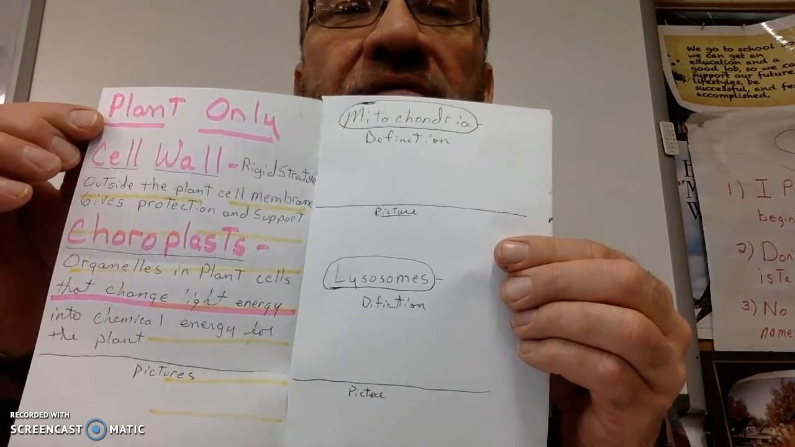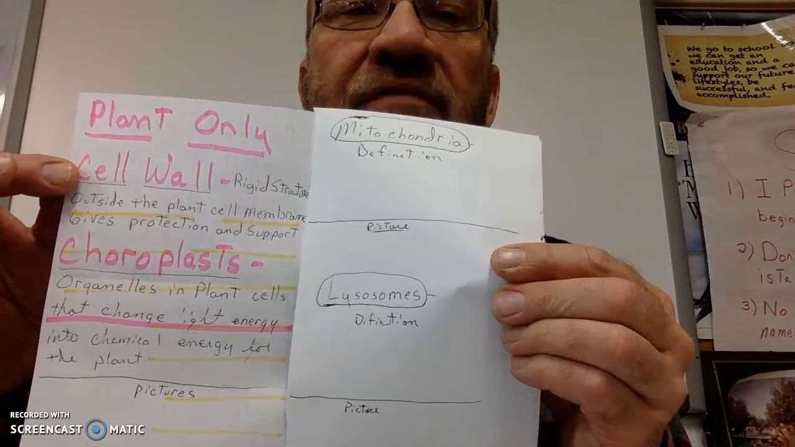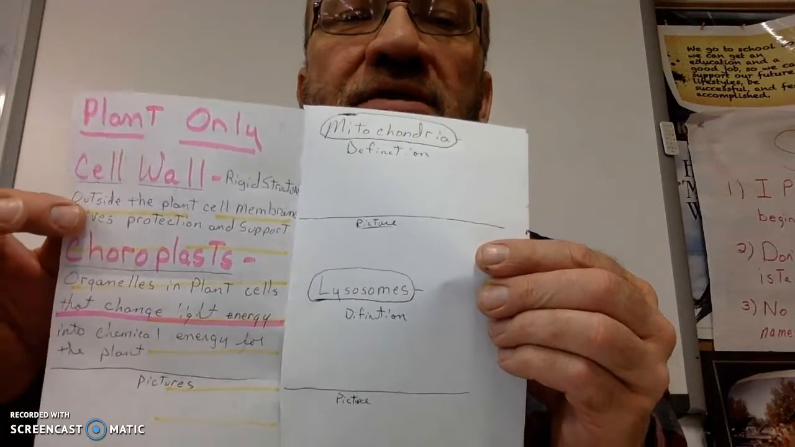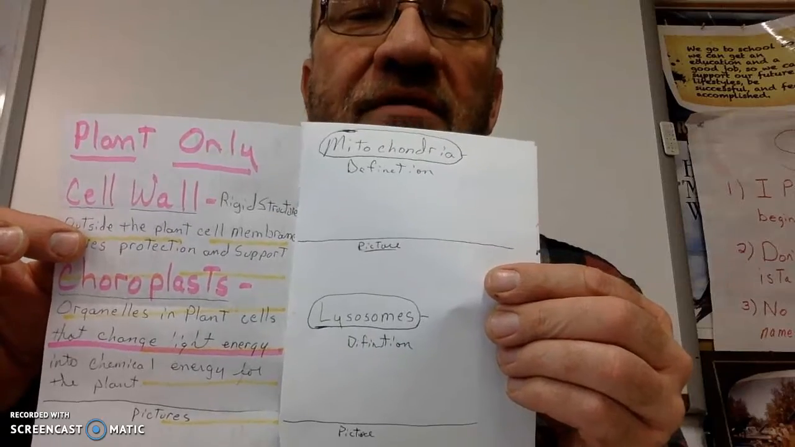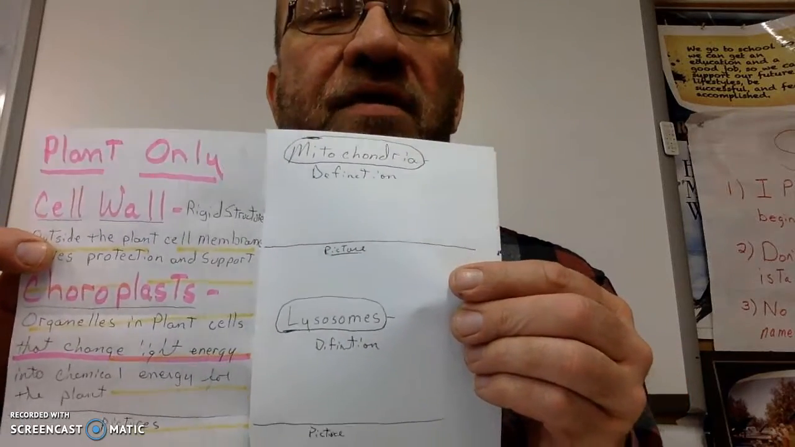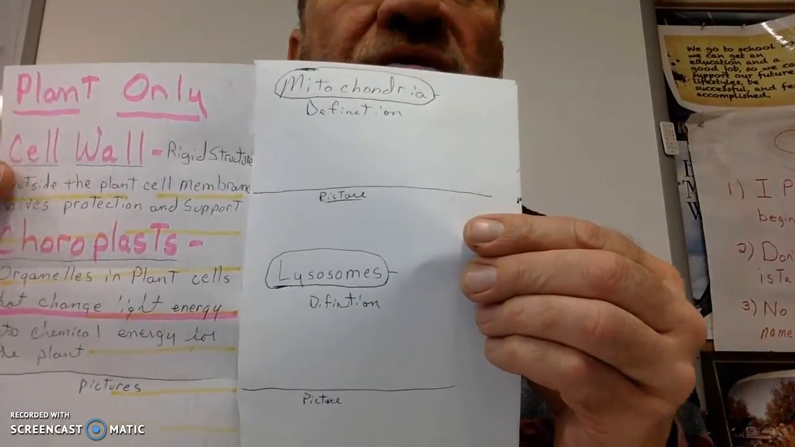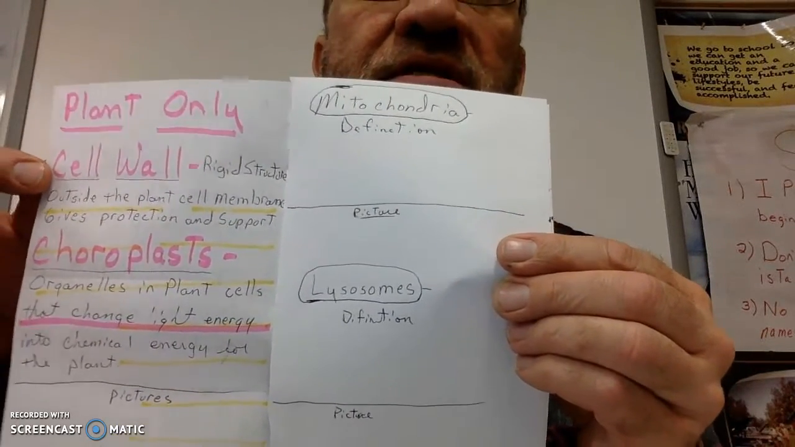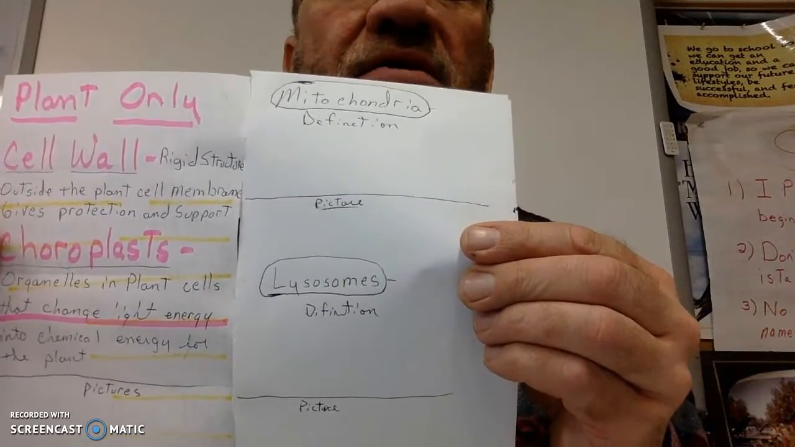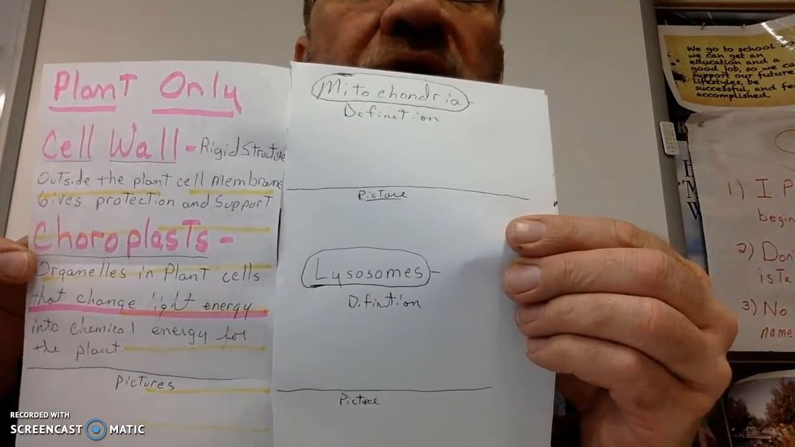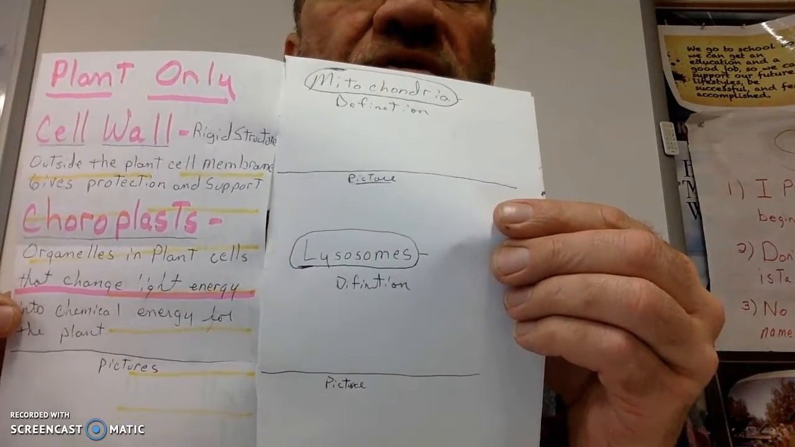Notice over here we have the first page, plant only. Plants are the only ones that have a cell wall and chloroplast. So forgive me for the yellow that leaked through. I shouldn't have done that. You're probably smarter than me with that. But anyway, I made a mistake and I wasn't going to redo it just for that. So you start out giving the definition: cell wall, rigid structure outside the plant, and so on. And then chloroplasts, organelles in plant cells that change light energy into chemical energy for the plant.